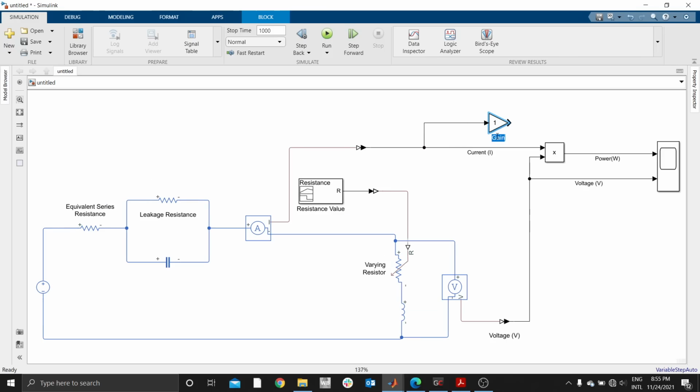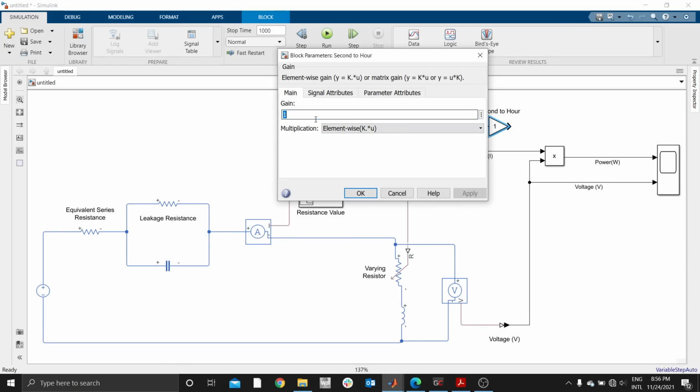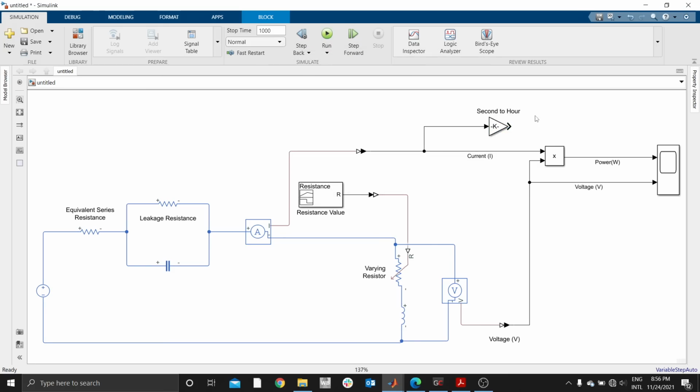This is the second. We need to convert second to hour. That's a gain again. Therefore, how do you convert seconds to hours? Multiply by 1 over 3600. Therefore, the value we are going to get here is the current per hour. Okay, and we know what is the value. How do you get current?